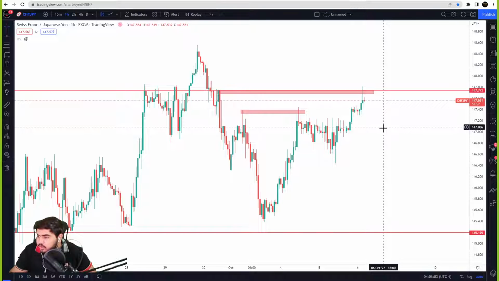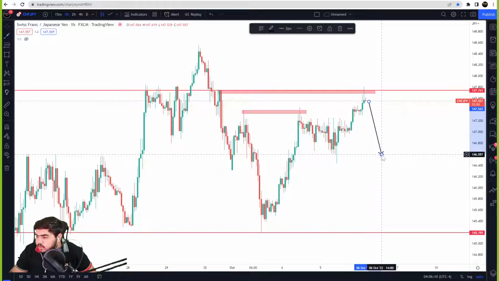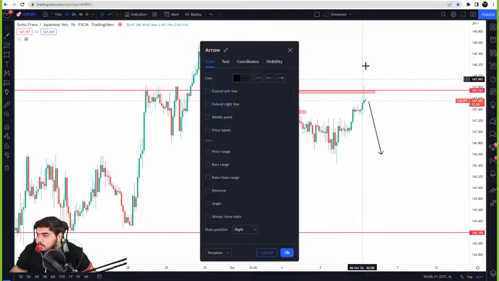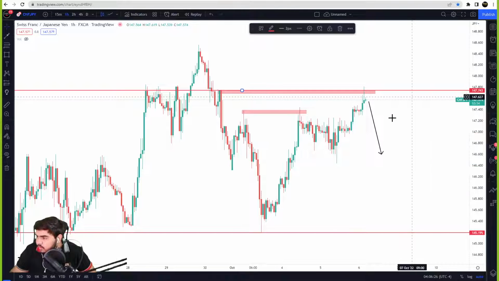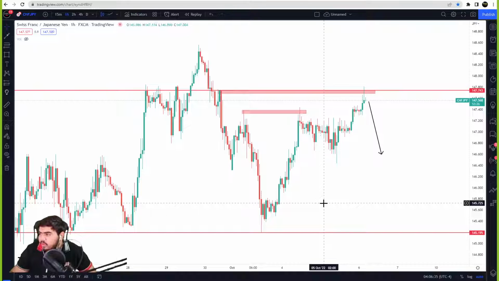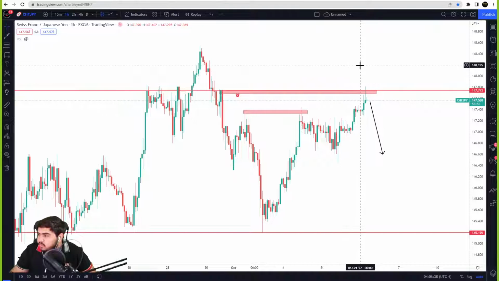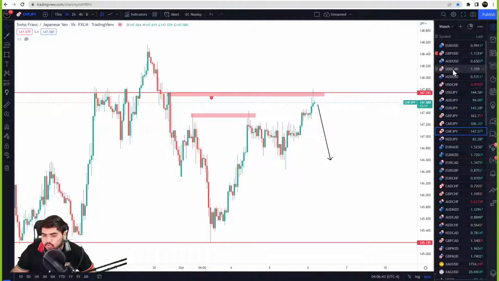Now our analysis is that price is likely to go lower from this area, as long as this resistance does not get broken to the upside. So that's what we are looking at on the CHF JPY. I'm going to add an alert here at this point, so that whenever the market touches this area, we should be able to hear it, and then we can take trades based on that. Okay, anyways, let's jump on to the other pairs before going into the gold.